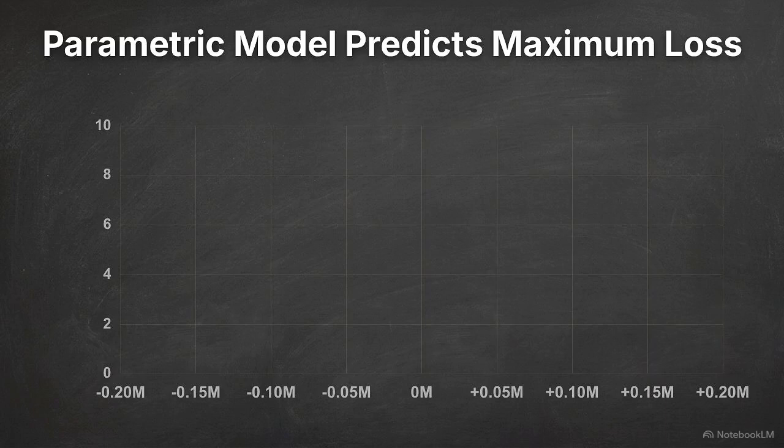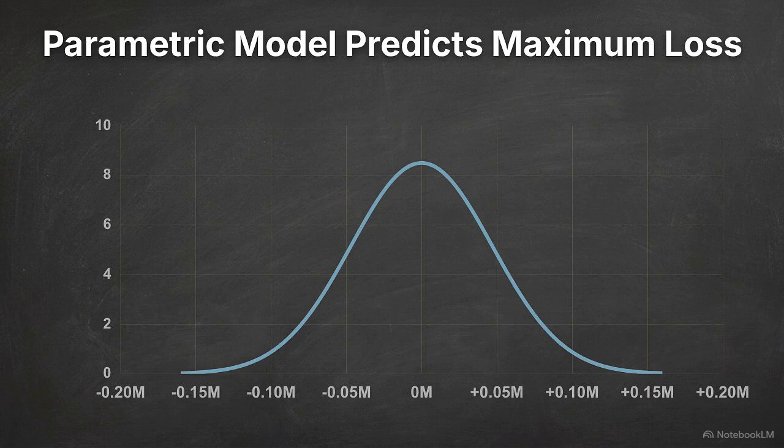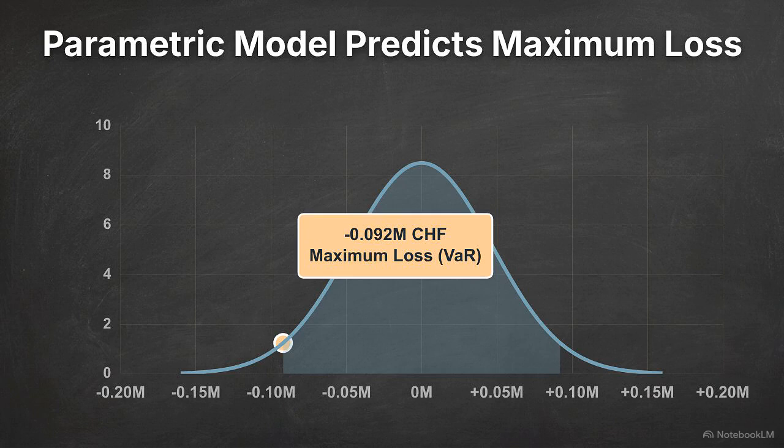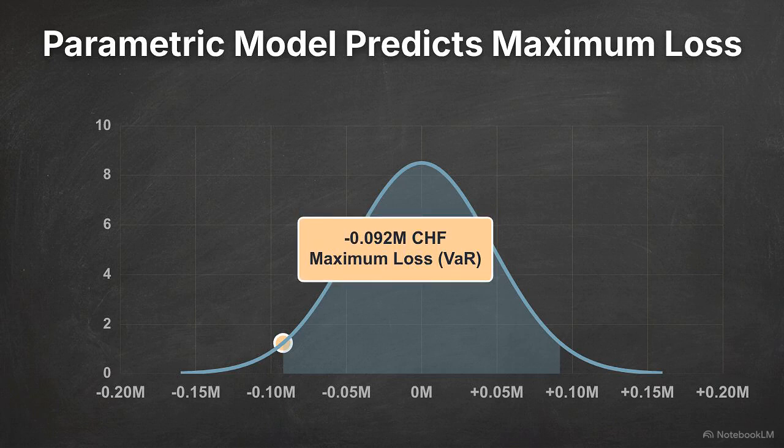This is the visual representation of parametric value at risk, or VAR. It is a standard model that relies on the assumption that currency markets follow a normal distribution. Because it is a smooth bell curve, risk managers can apply standard deviation formulas to pinpoint exact confidence intervals without running thousands of manual simulations. Using this formula, the expected maximal loss, the VAR, resolves to negative 0.092 million Swiss francs.